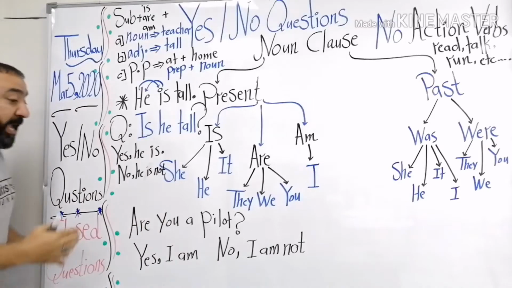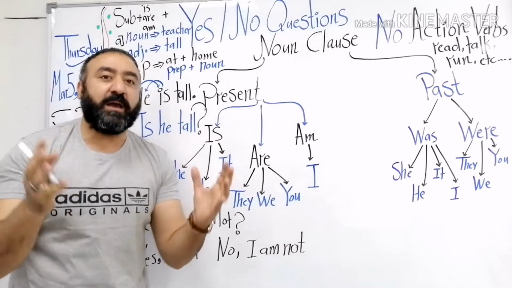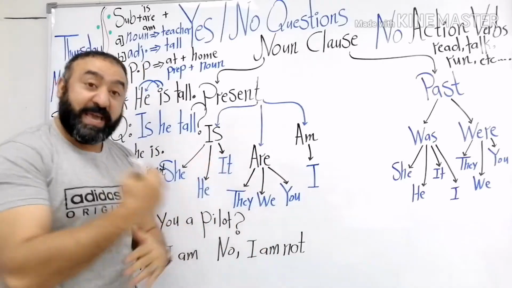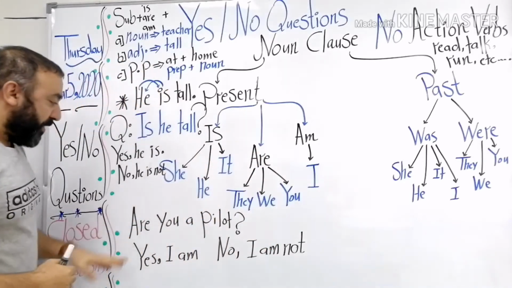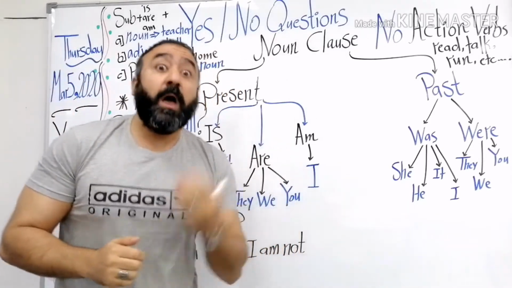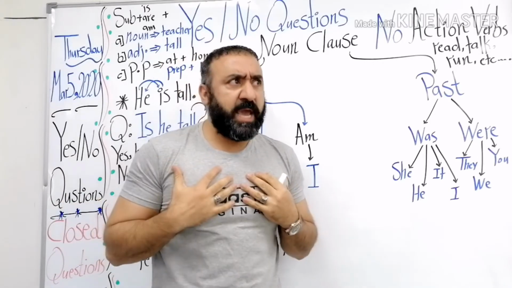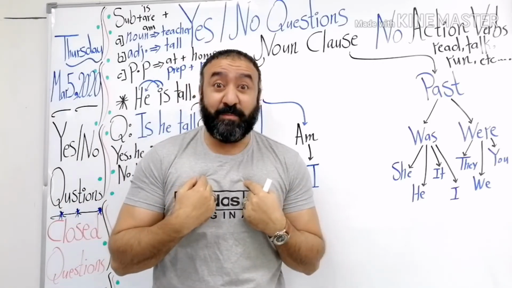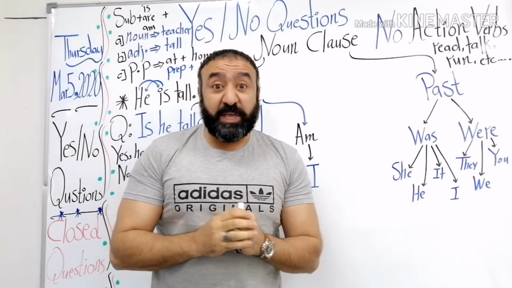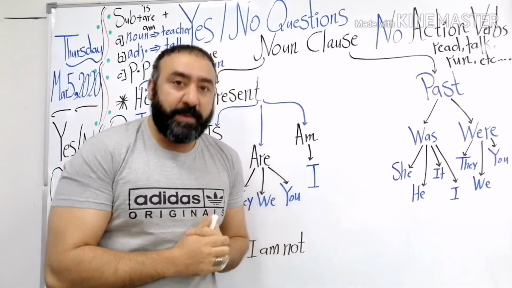Another example. I told you that this is the conversation or the dialogue. You ask and answer. Sometimes you answer, sometimes you ask. Now, someone asks you, are you a pilot? What should you answer? Yes, I am. Or no, I am not. Are you a teacher? Yes, I am. Or no, I am not.